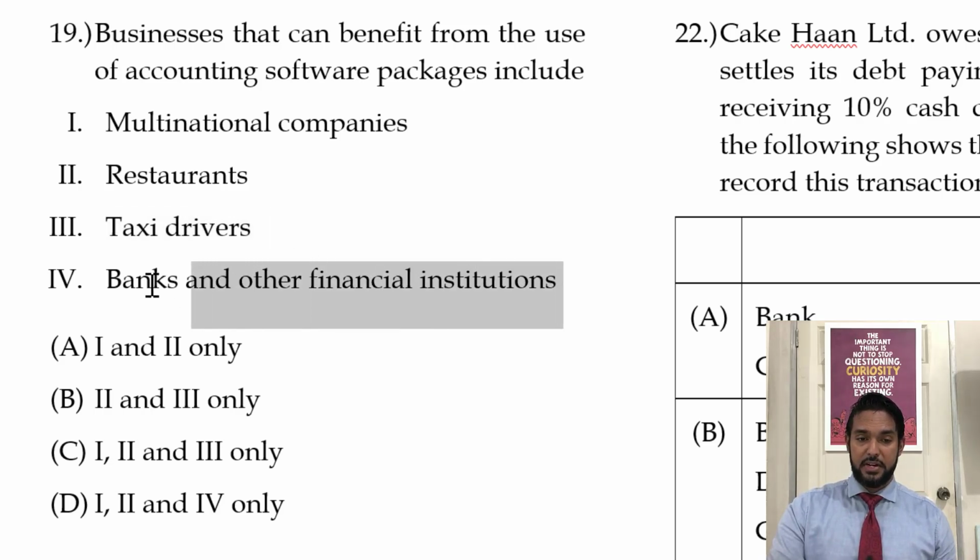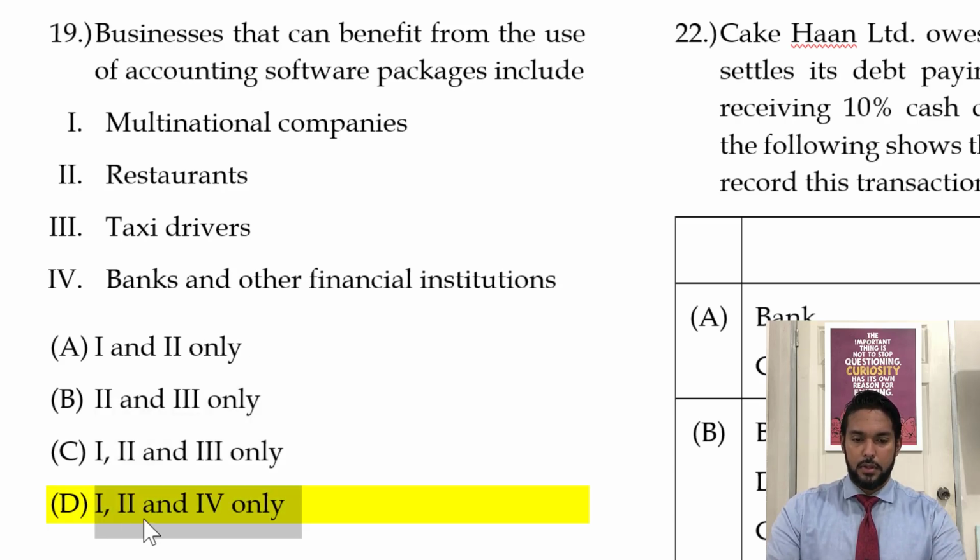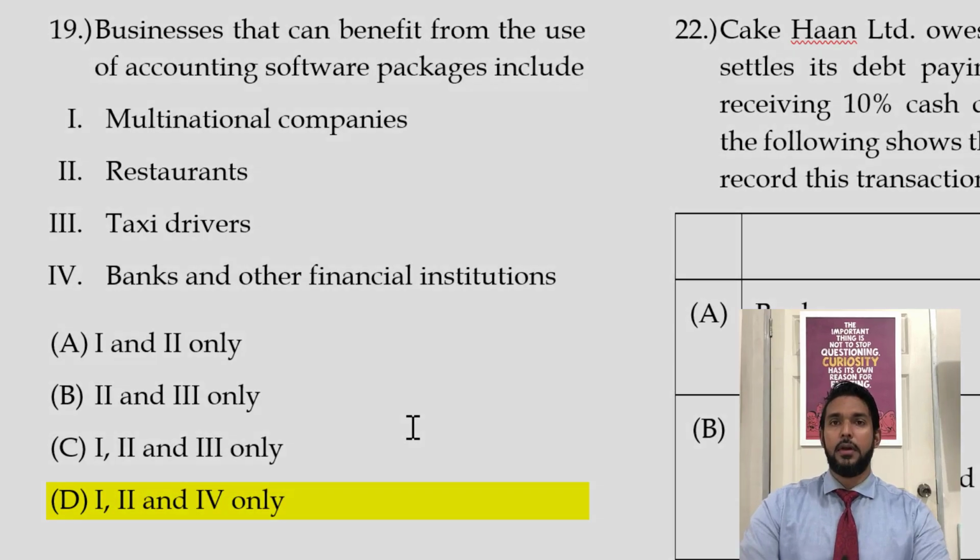And banks and other financial institutions, well, definitely financials and banks for sure. So I think 3 should be omitted. So we could eliminate B and C. A is 1 and 2, but 4 definitely needs to be there. All right, cool.